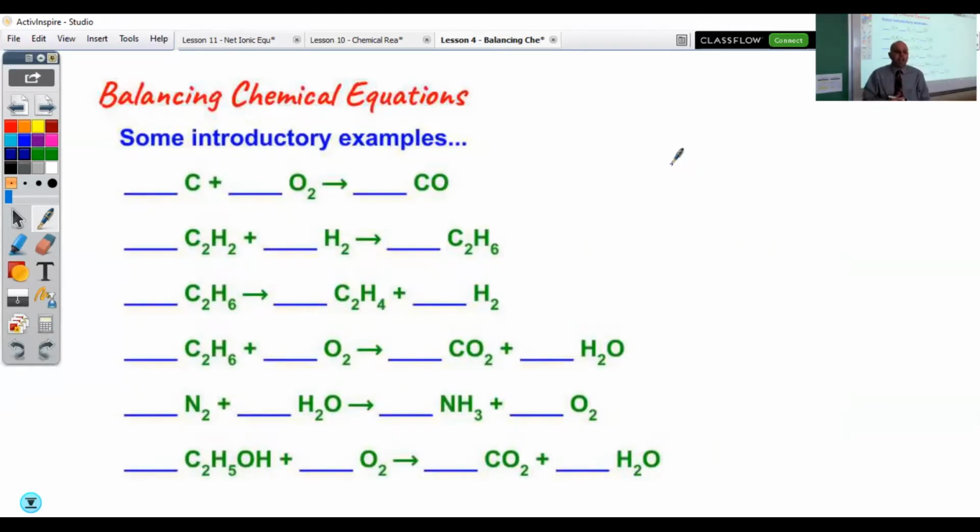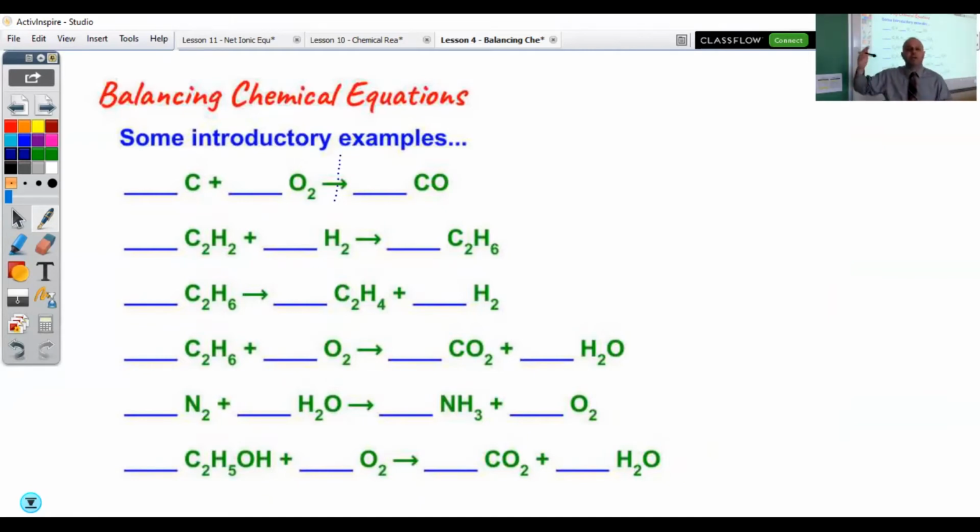Okay, let's take a look at the examples that we have. So in our first problem, we're going to start on the left side. A reminder that your equation has to be balanced on both sides of our arrow.